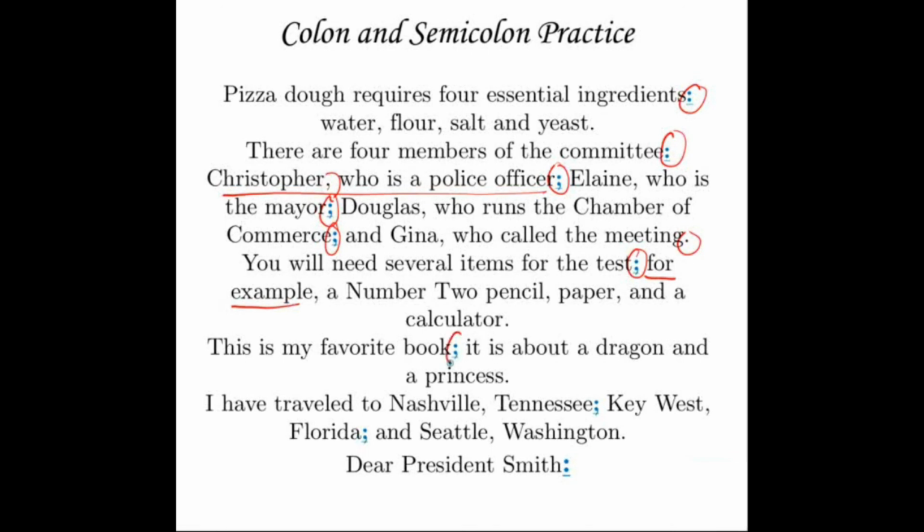Next, this is my favorite book, semicolon. It is about a dragon and a princess. We have 2 completely independent sentences here. This is my favorite book. It is about a dragon and a princess.